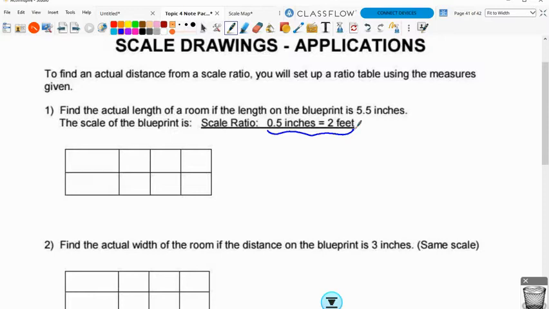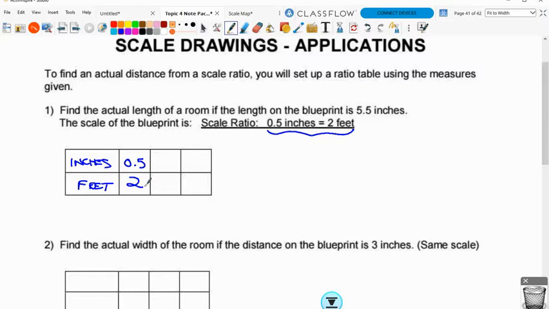And to help us come up with the actual length of the room, we're going to create a ratio table, which you can see that we've got here. The first thing that you need to do with your ratio table is put in the units from the scale ratio. Okay, in the scale ratio, they're working with inches and feet. So I'm going to record that information in the table, inches and feet. And the first set of numbers that we're going to record in here are the units or the measurements from the scale ratio. They tell us that a half an inch, so 5/10 of an inch, is equal to 2 feet in actual distance.